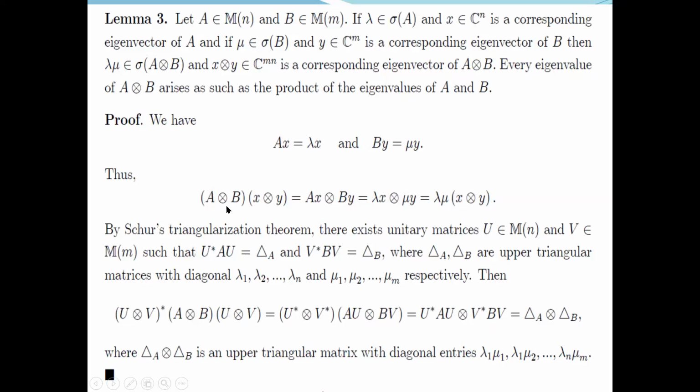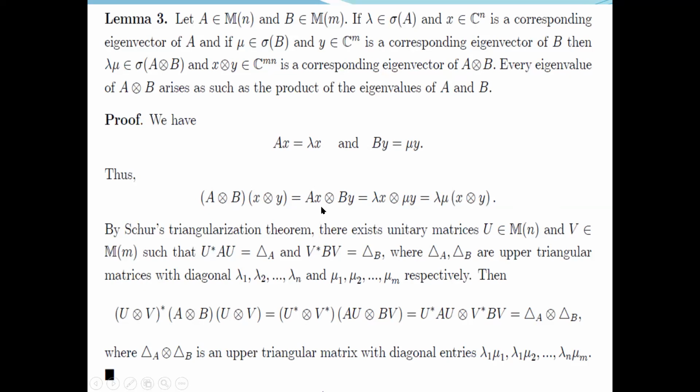On using partitioned multiplication, we see that this is equal to Ax tensor product By. Now Ax is lambda x, By is mu y. So this is equal to lambda mu, x tensor product y. So this means x tensor product y is an eigenvector and lambda mu is an eigenvalue.